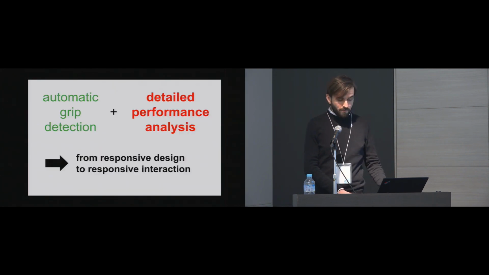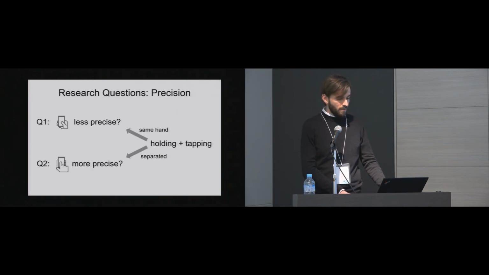We know we have automatic grip detection, but we don't have detailed enough information to automatically trigger UI adjustments, for instance, depending on the grip. If we have the detailed performance data, we can move from responsive design to responsive interaction, which means automatically adjusting UI controls depending on context. So what do we mean by detailed performance analysis?